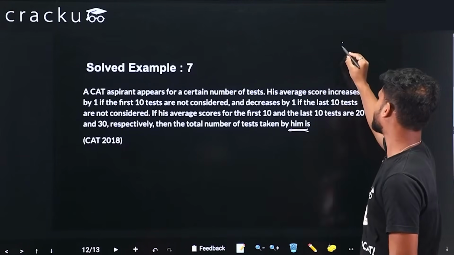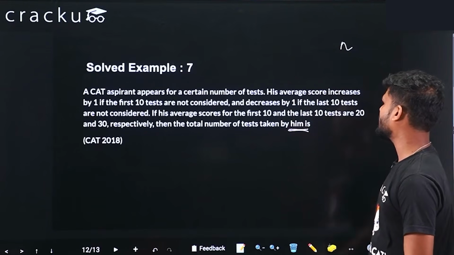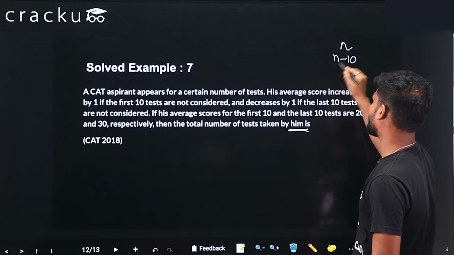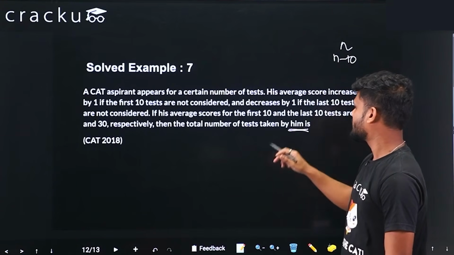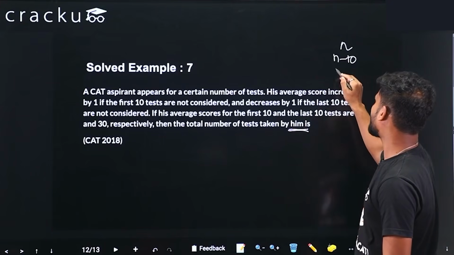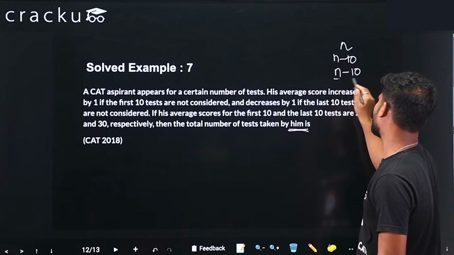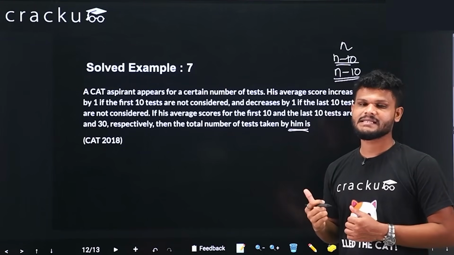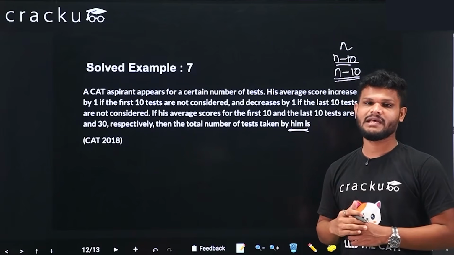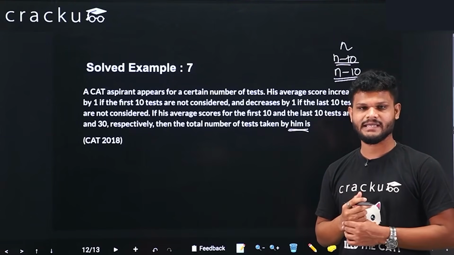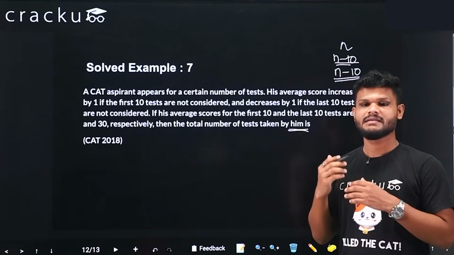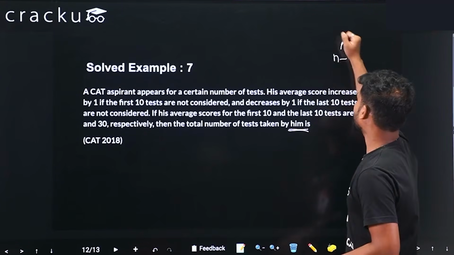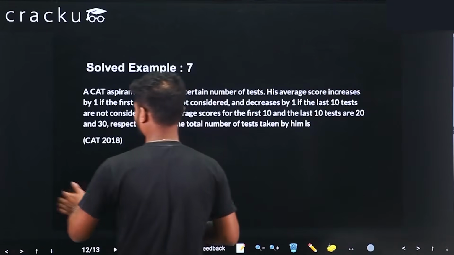For example, if total tests are n, in the first scenario, the first 10 tests are not considered. So the number will be n minus 10. In the second scenario, the last 10 tests are not considered. So it will still be n minus 10. So in both scenarios, the number will be n minus 10. This tells us that we can use our trick where we learned that when the total quantity is the same, we can find that number by subtracting the absolute values divided by the difference in the averages. So let us understand this one by that.